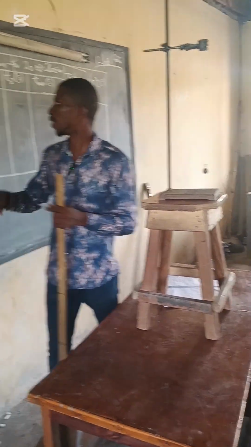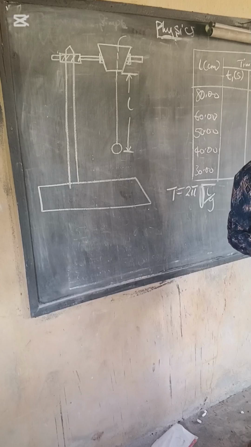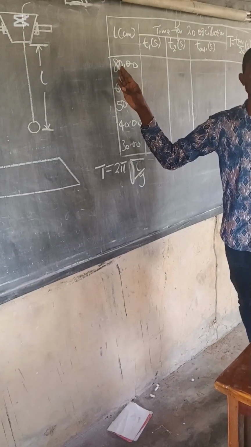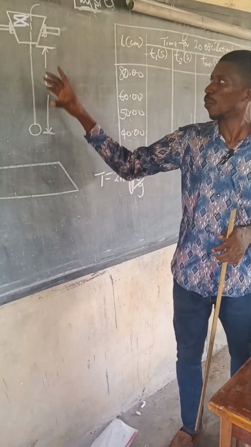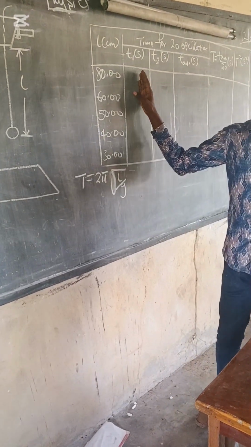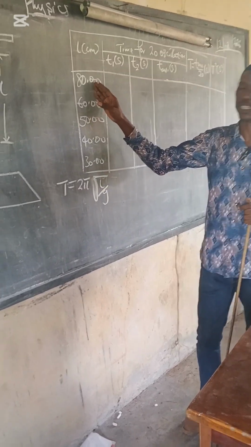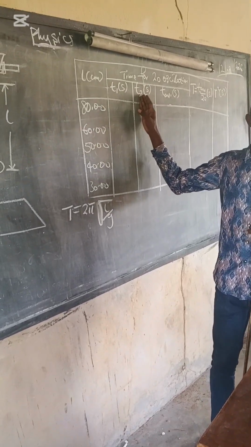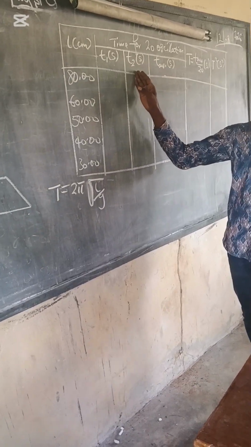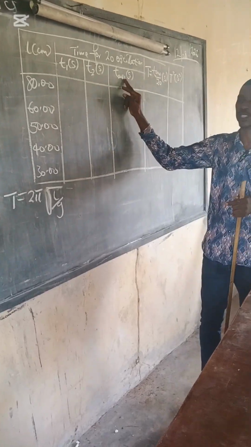The thread is of length from 0 to 100 centimeters, but the initial length we are going to take is 80 cm. With a length of 80 cm, we determine the time for oscillation. We also find T2 for the same 80 cm. Then we sum these two and divide by 2. That will give us T average. T average is T1 plus T2 divided by 2.